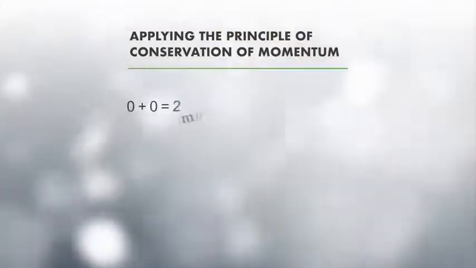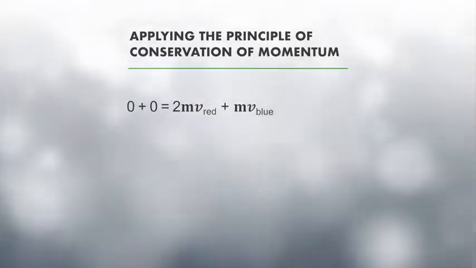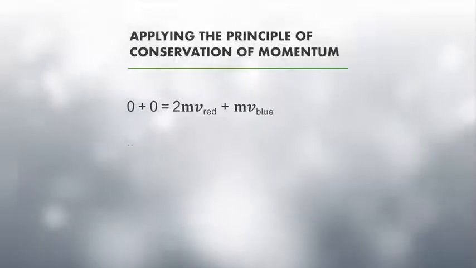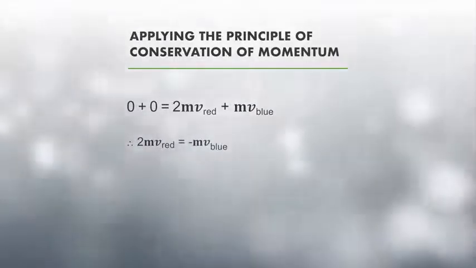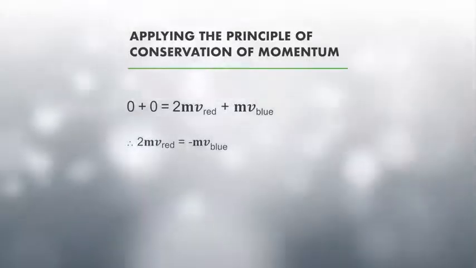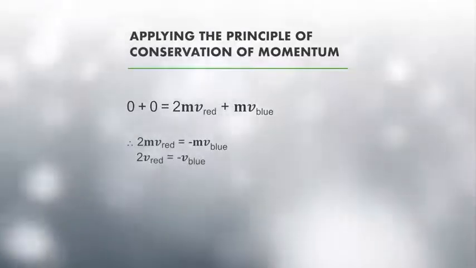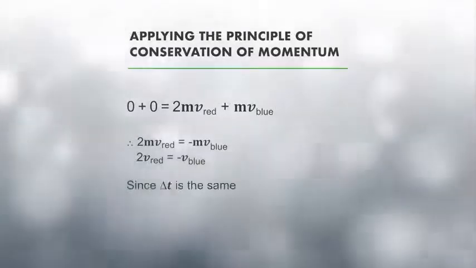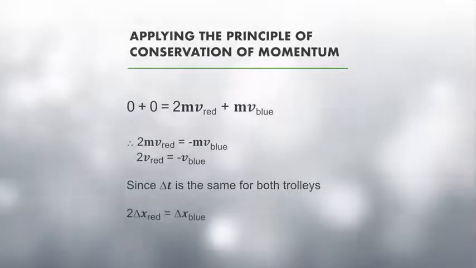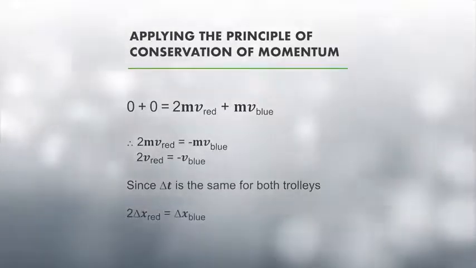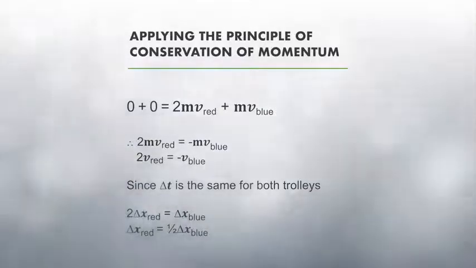Applying the principle of conservation of momentum, we know that the initial linear momentum of the system is equal to its final momentum. Therefore, 2mv_red is equal to minus mv_blue. Dividing through by the mass m, we get 2v_red equals minus v_blue. But delta t is the same for both trolleys. Therefore, 2 delta x_red is equal to delta x_blue. Delta x_red is equal to half delta x_blue.